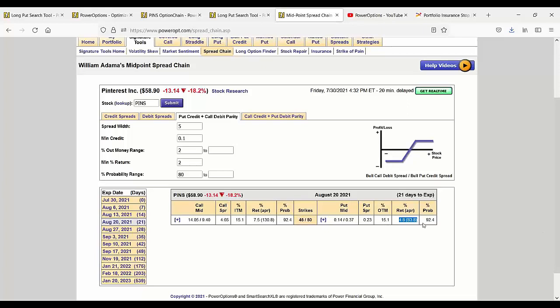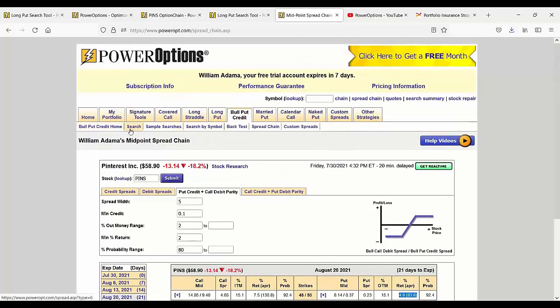What does this tell me? This does tell me this is probably the only bull put I would enter, but it's nowhere near my requirements. Rather than trying to pick a stock that's fallen after earnings, that I think is going to bounce back up, personally, I'm just going to use my bull put search in that case. But I suggest using the spread chain tool.